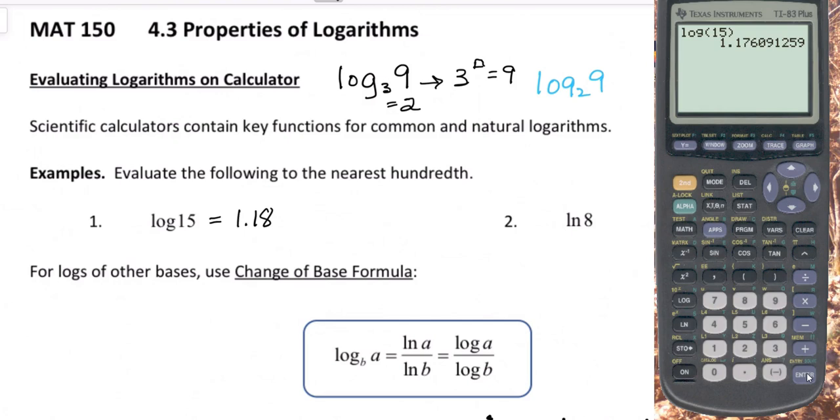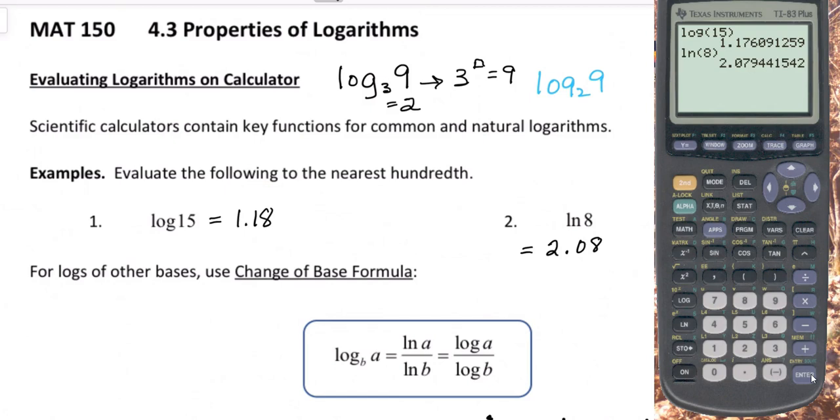For the natural log of 8, again on my calculator, I have a natural log key, that's my ln key. So I do the same thing. I hit the natural log and then my argument, close my parenthesis, hit enter, and I know that the natural log of 8 to the nearest hundredth is 2.08.